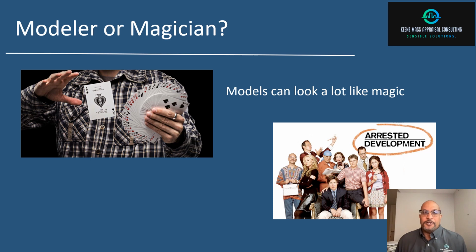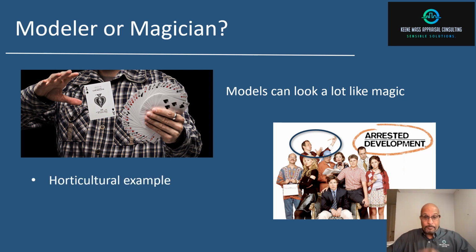One of my favorite shows was Arrested Development. Remember this guy, Job? Well, Job was a magician who got blackballed by the Magicians Union for exposing how tricks were done. In this presentation, I'm going to be taking the part of Job.